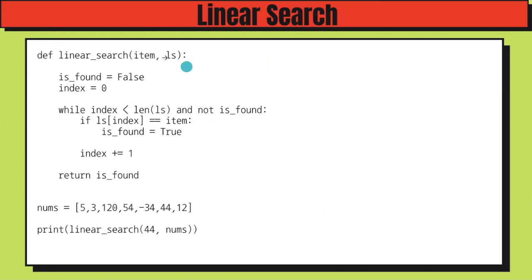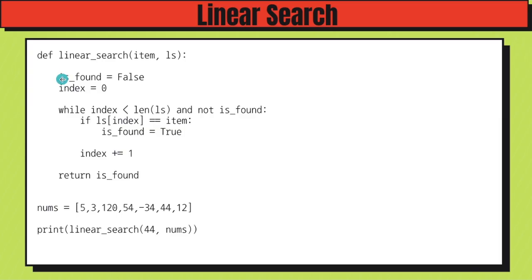So let's have a look at the program. Here we have a function called linear search, and it takes two values as input. The first one is the item that we want to search for, and the second one is the list itself, so the entire list that we want to search.